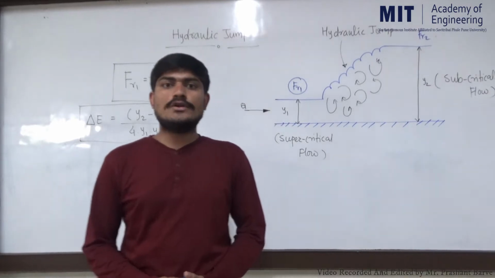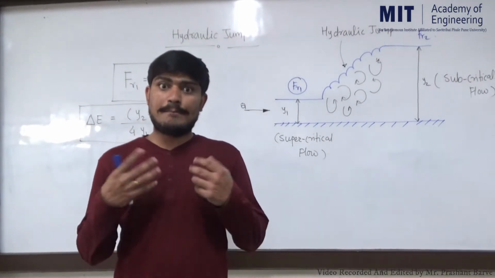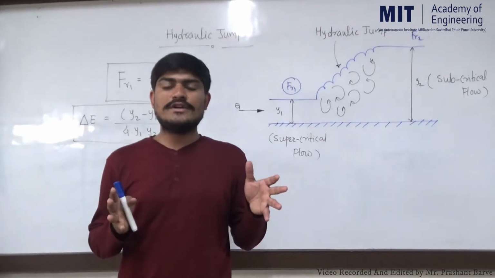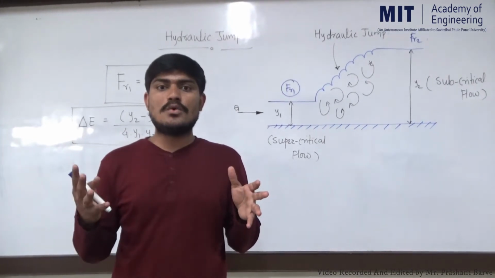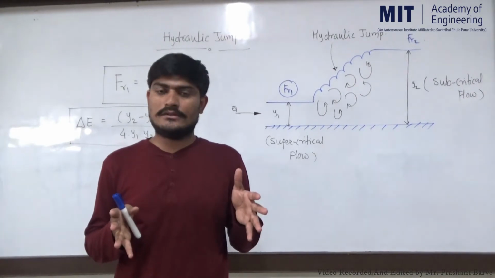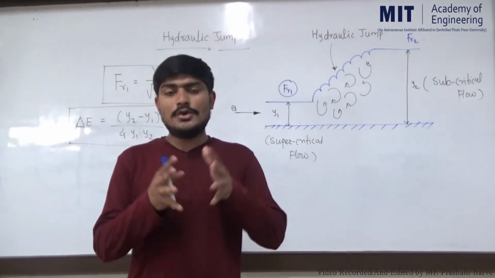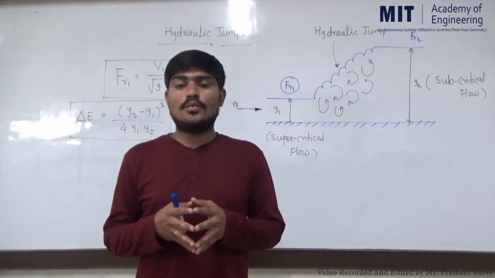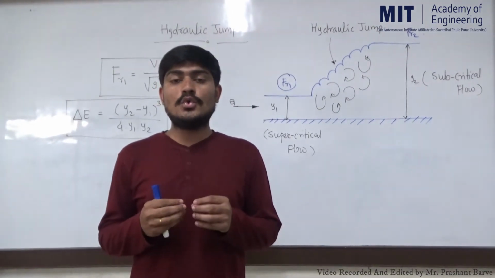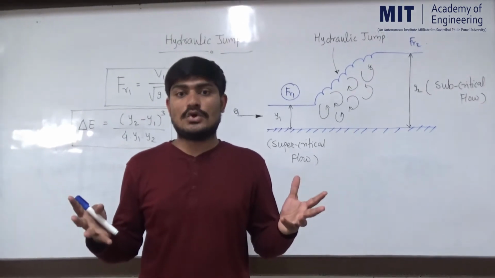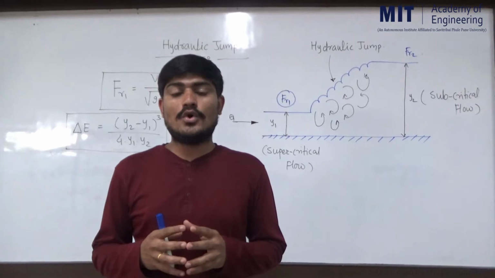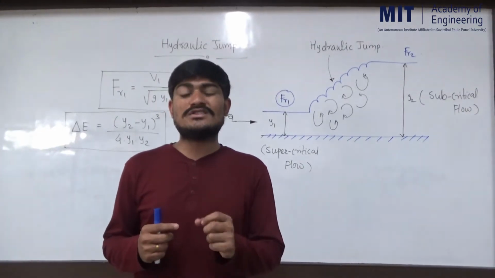So you know that hydraulic jump is a perfect example of rapidly varied flow. Why rapidly varied flow? Because the depth of flow is changing by a large amount over a shorter span of length. And while doing so, if a hydraulic jump is taking place, we can say there is going to be a greater amount of energy loss. Today in this video we are going to look at what that energy loss is.